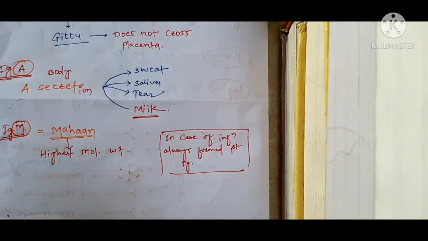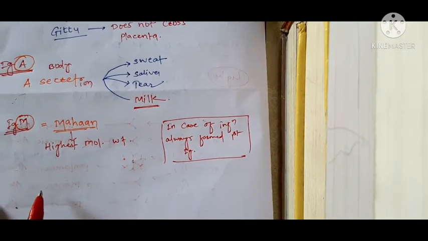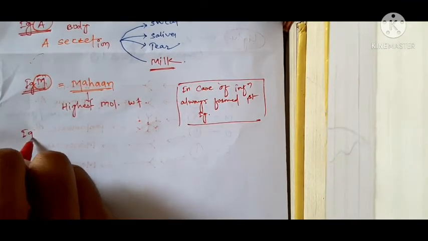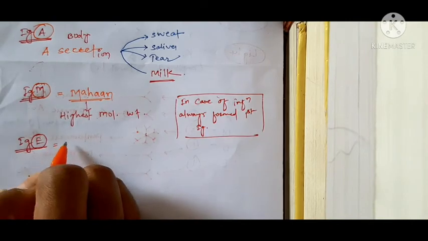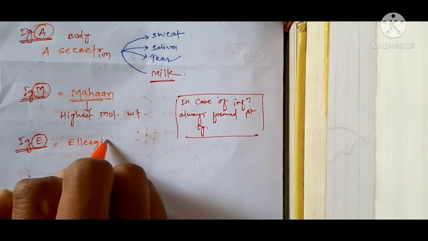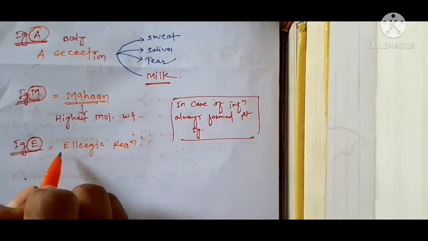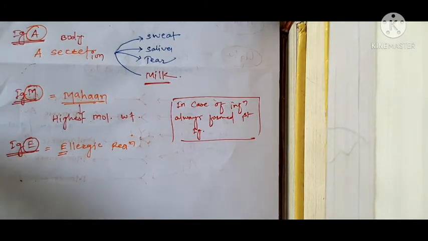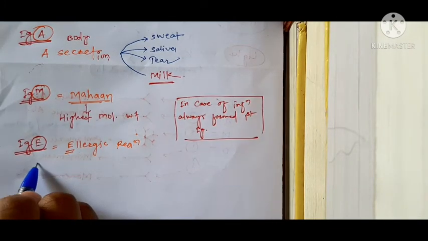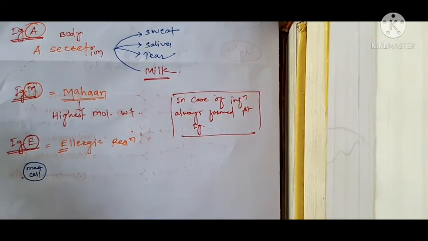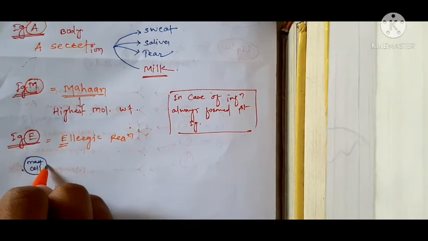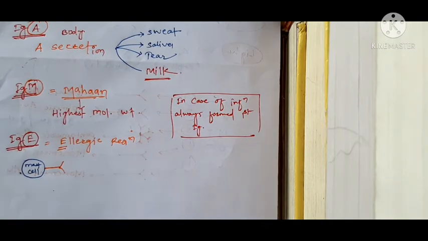Next is immunoglobulin E. You may recall that E is for allergic reaction. Of course, the alphabet starts from A, but you may recall E for allergic reaction. These immunoglobulins attach to mast cells and then release histamine.